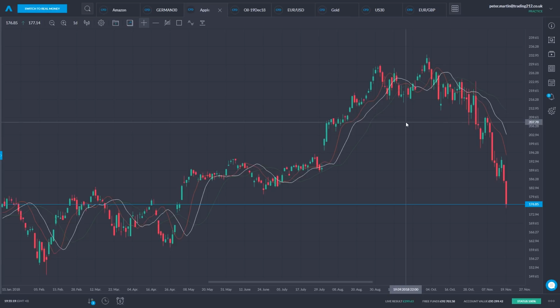Now, if you think that the Alligator Indicator is something that you might be interested in, as with all indicators, it's a good idea to just try it out in practice mode first of all, and only when you're happy with what's going on there, then make the switch to real money mode. But that's just a quick introduction of the Alligator Indicator.